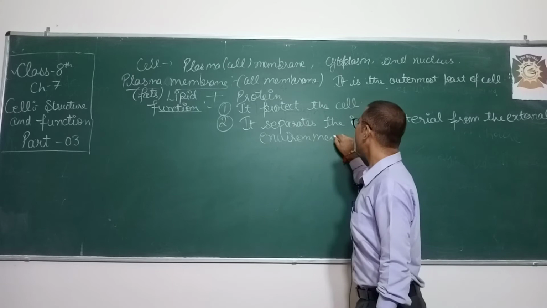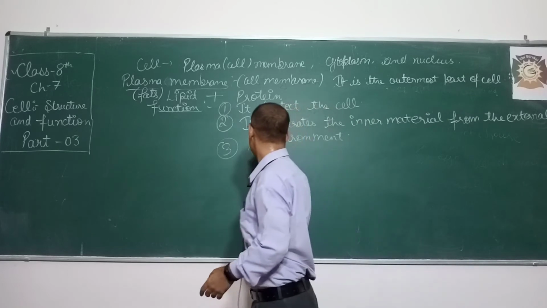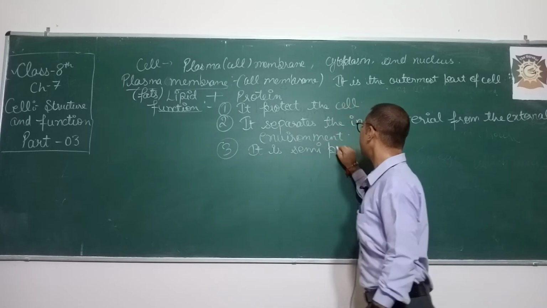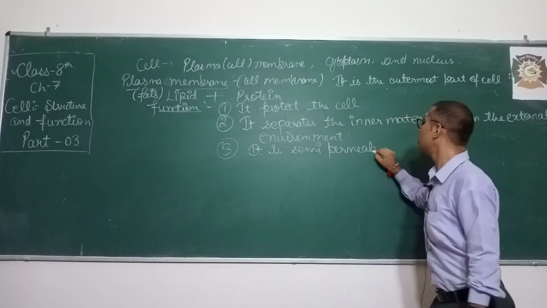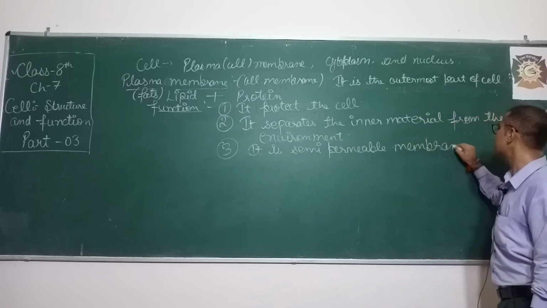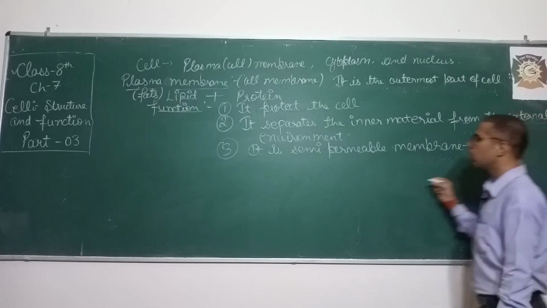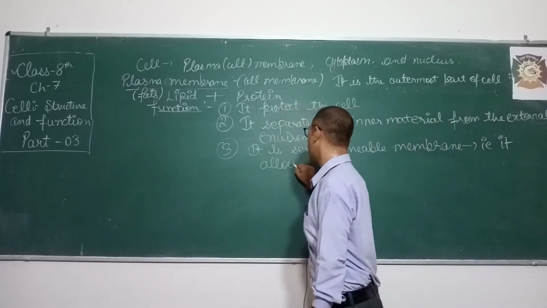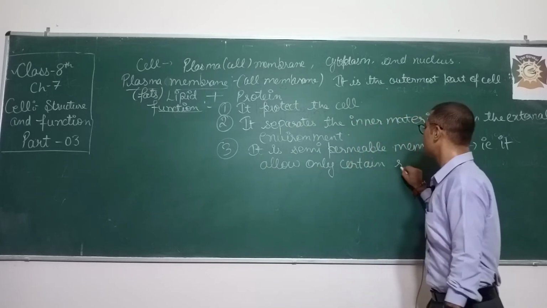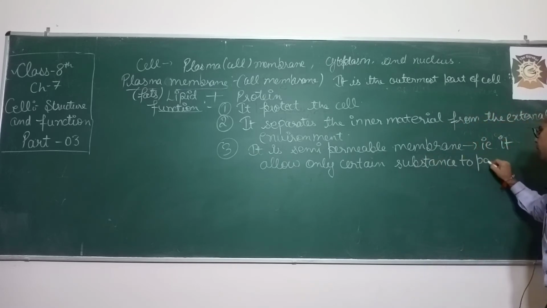Next up, the third function is that it is semi-permeable. It is a semi-permeable membrane. It is a very main characteristic of this plasma membrane. That is, it allows only certain substances to pass through it.